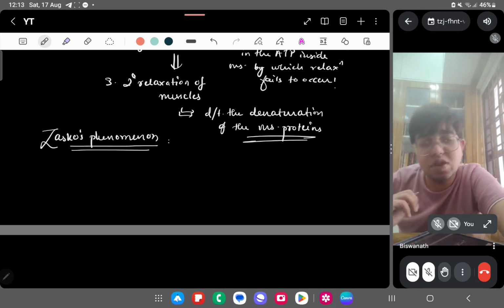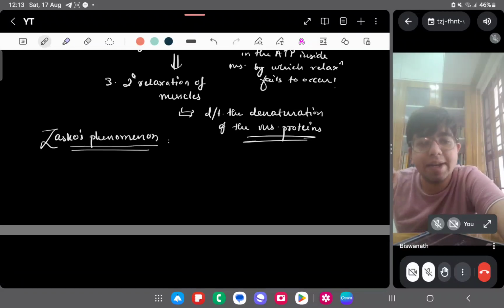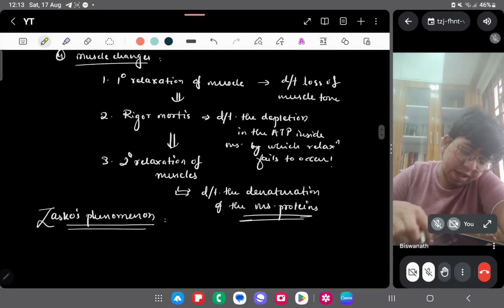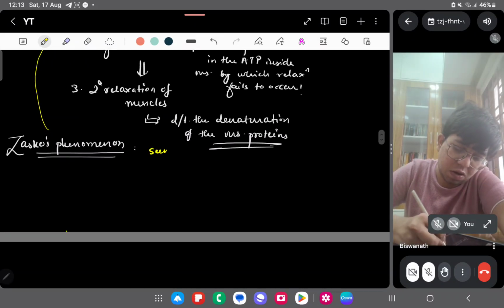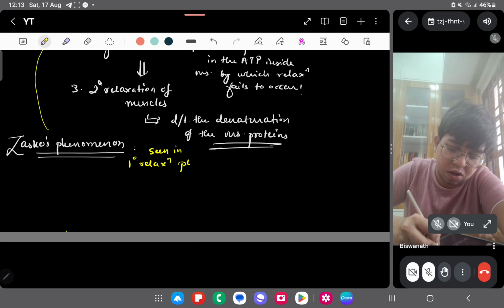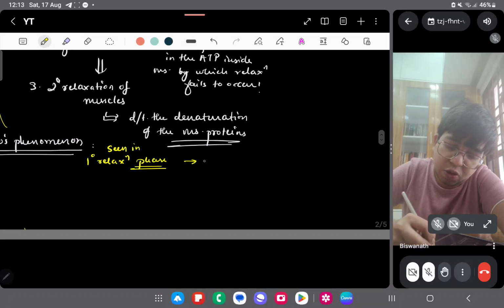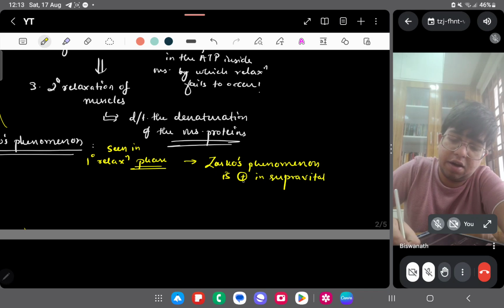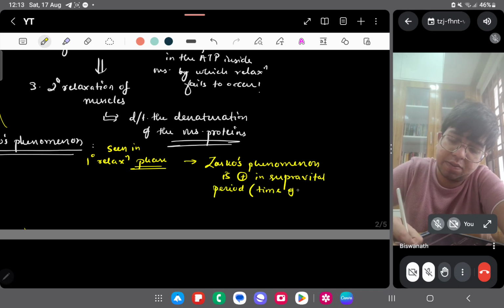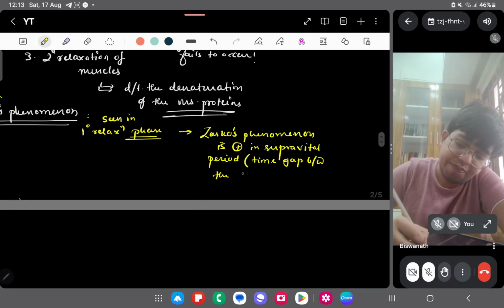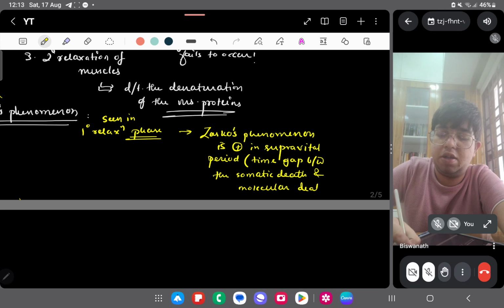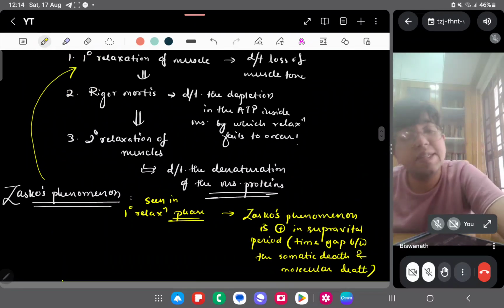Jaskos phenomenon is basically a patellar tapping reflex, and in the primary relaxation phase it is positive. It is seen in the supravital period. The supravital period is the time gap between somatic death and molecular death, and in this period the Jaskos phenomenon is positive.